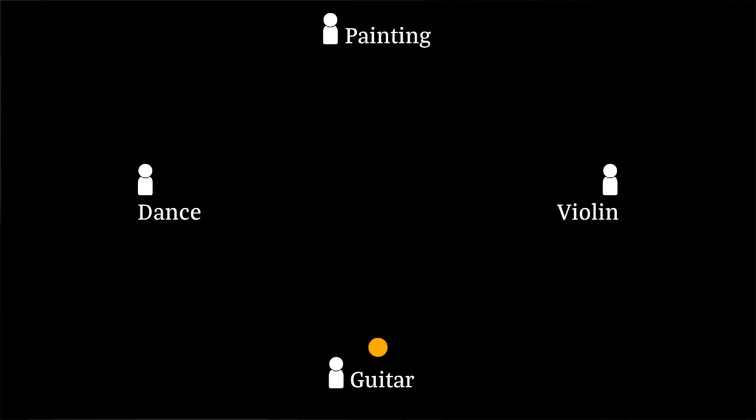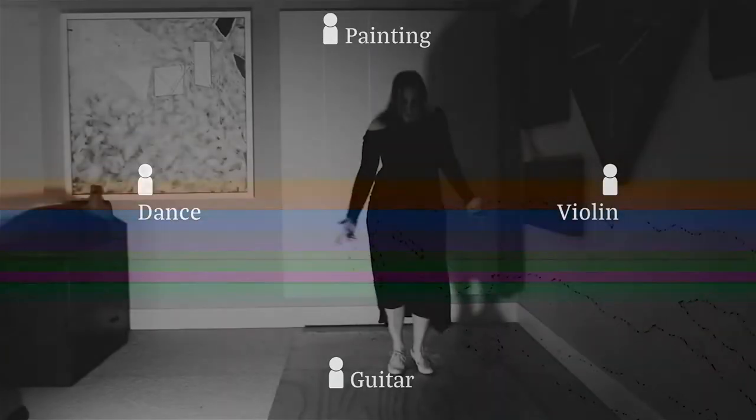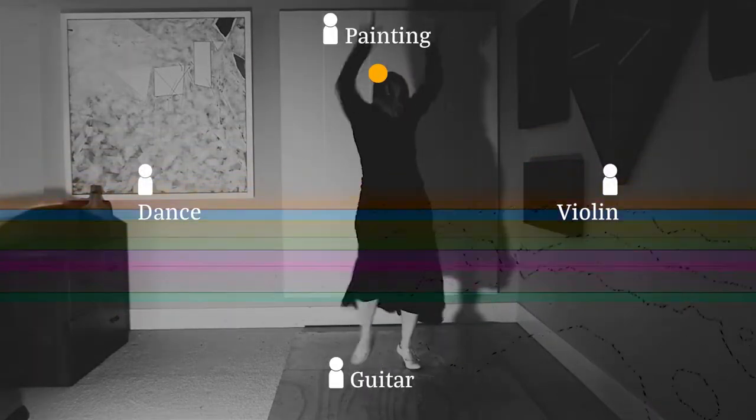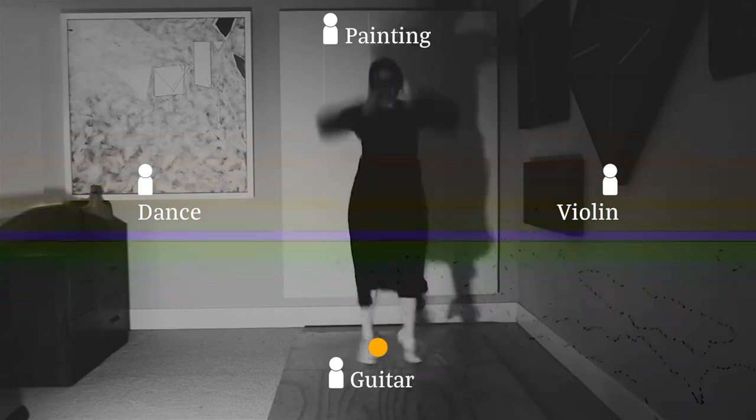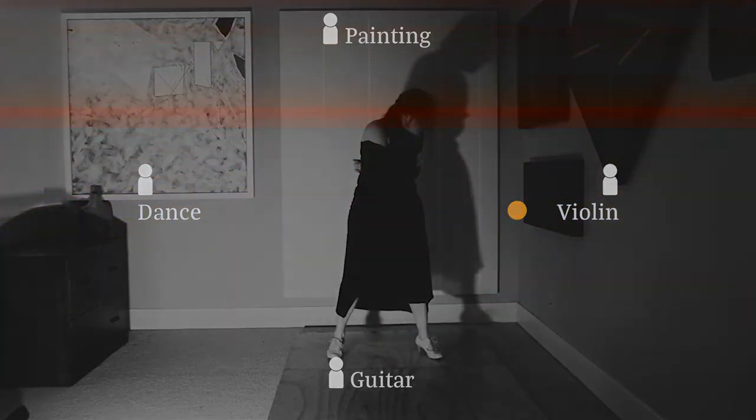Using a technique from experimental design, we arrange the performances so that every artist gets a chance to start a module and pass the work around without any repetitions to the order. For example, this module shows the order of dance, painting, guitar and singing, and violin.